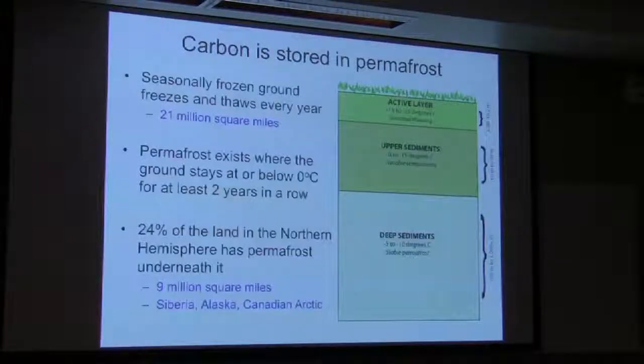So this seasonally frozen ground will freeze and thaw every year. So that's kind of at the top, the active layer. So you'll have frozen ground in the Arctic that stays frozen in the winter, but in the brief summer months when the air is warmer, that top layer of frozen ground will start to thaw. So we have 21 million square miles in the northern hemisphere of seasonally frozen ground. Then you have the upper sediments, which is variable depending on the temperature, so it can stay frozen more often than not.